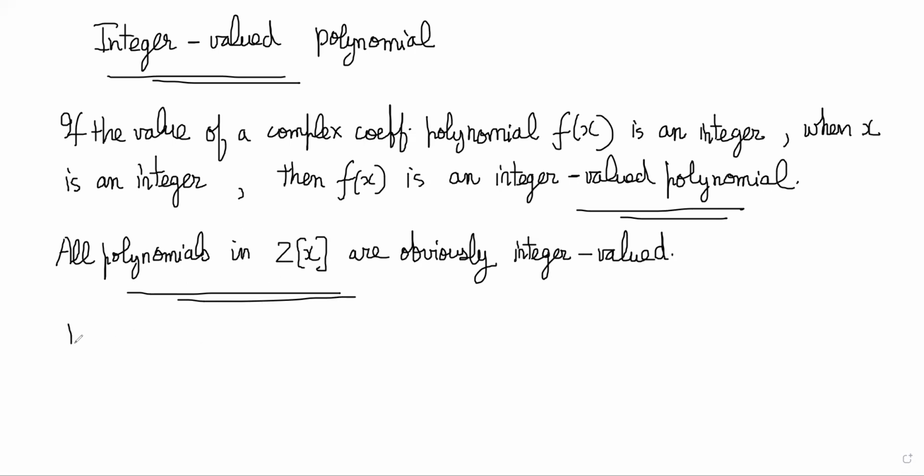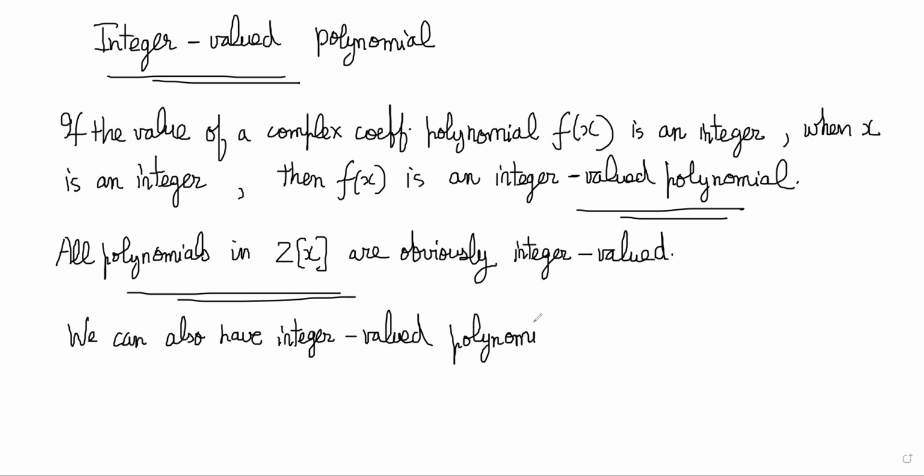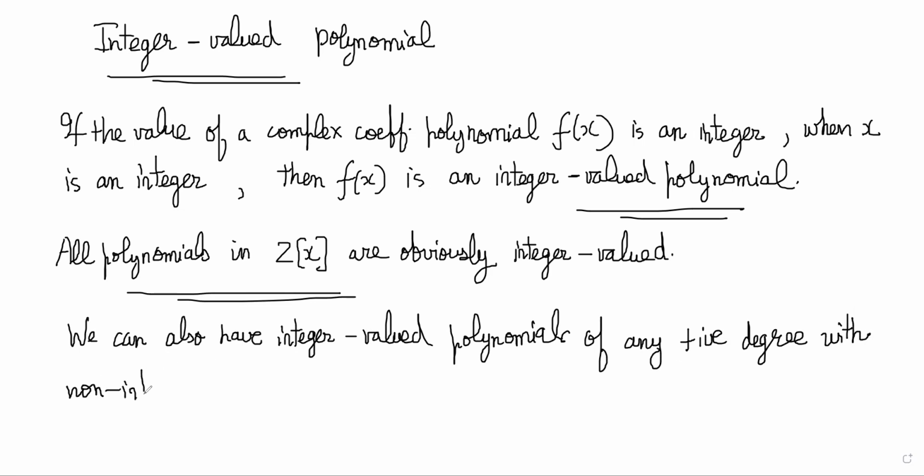So we can also have integer valued polynomials of any positive degree with non-integer coefficients. So it is not necessary for an integer valued polynomial to always have integer coefficients. It is possible to take a rational coefficient and still create an integer valued polynomial of any degree. So we'll take some examples and show you what we are talking about.